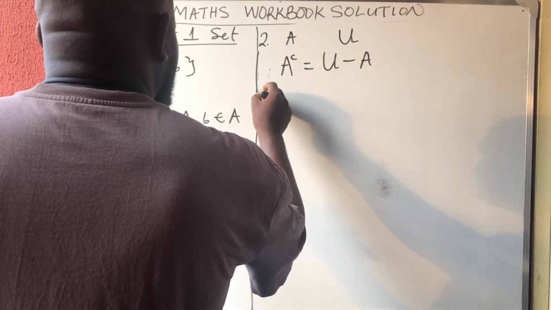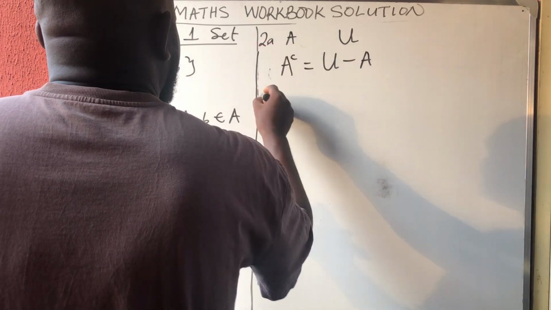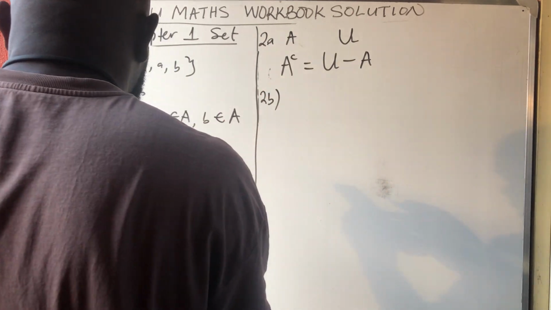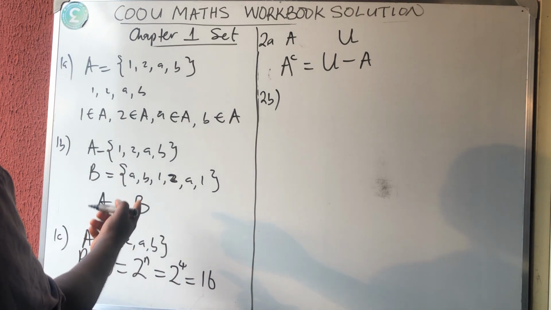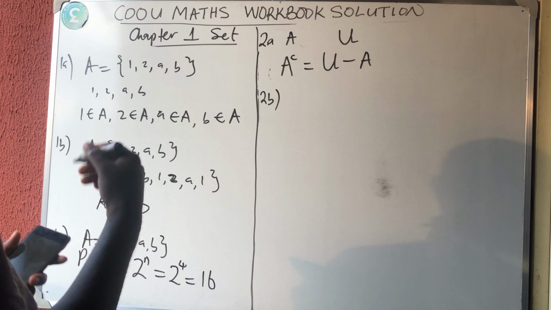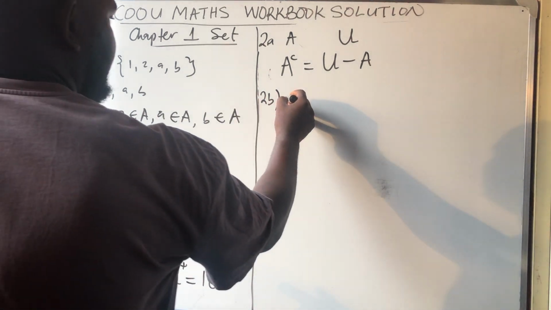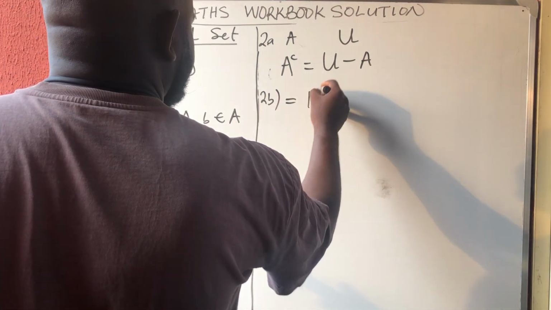Okay, so you know how to put your own. So that is for 2A. Then 2B said equivalent of sets is the same thing as equality of sets. When two sets have the same elements, they are equal. Okay, it's the same thing as 1B. 2B is the same thing as 1B.